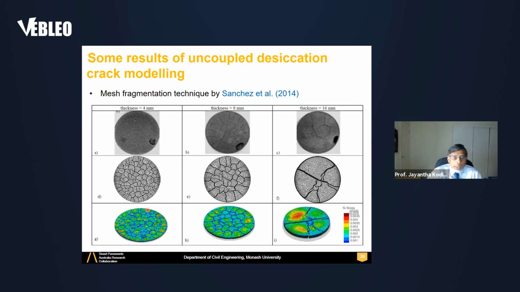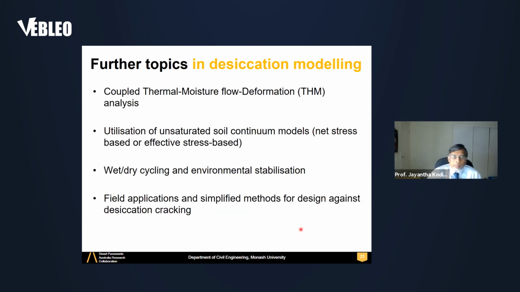2014. And you can see he has simulated 4 millimeter, 8 millimeter, and 16 millimeter layers. You can see the subdivision process and the crack formation, and the effect of layer thickness. As layer thickness goes up, your crack area also goes up, or spacing goes up. So that is in match with the phenomenological observation I mentioned earlier. So you can capture these processes using these techniques.